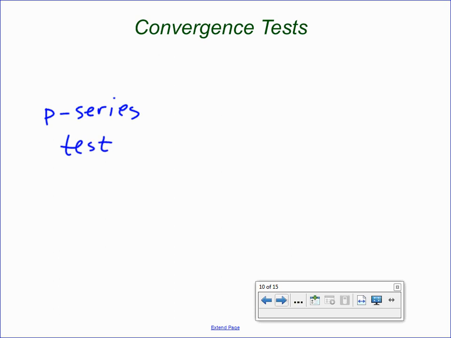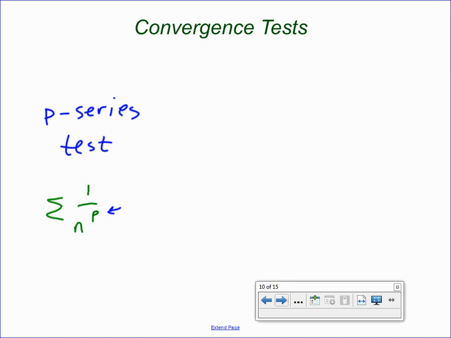And what is the p-series test in a nutshell? Kobe? If the exponent on the n on the bottom is 1 or less, it diverges; if it's greater than 1, it converges. Absolutely. And so right here, if my exponent on a generalized inverse power function, 1 over n to the p, if p is greater than 1, we've got convergence. If it's less than or equal to 1, then it's divergence. Good. Thank you, guys.